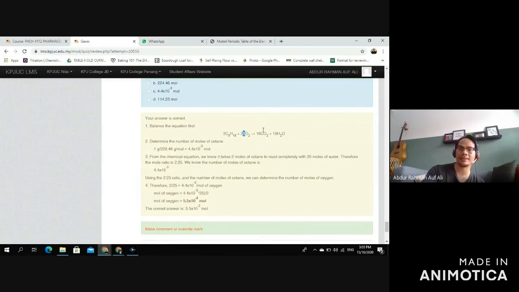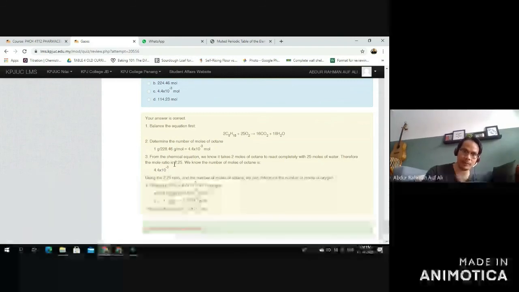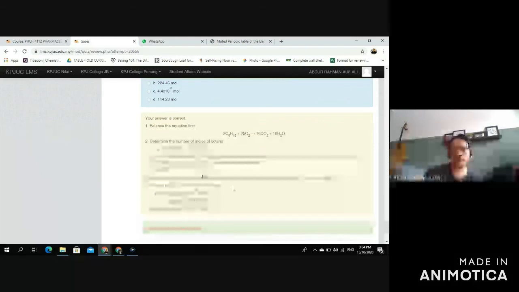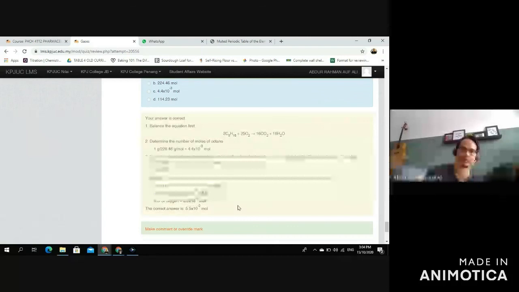So this is in theory, remember this is theory. If we were in the lab now, and you have calculated that 1 gram of octane has 4.4 times 10 to the power of negative 3 moles, you can find the number of moles of oxygen according to the ratio. Okay, so 4.4 times 10 to the power of negative 3 corresponds to 2. The 25 moles, what is it? X, we do not know. So using the ratio 2 to 25, the number of moles of oxygen can be determined if we do cross multiplication.